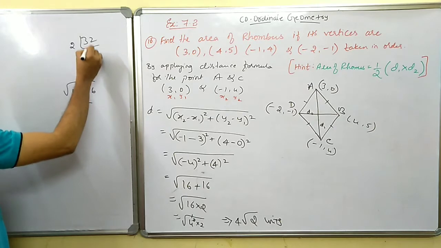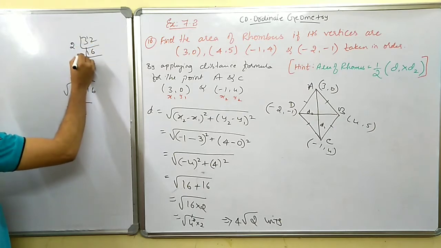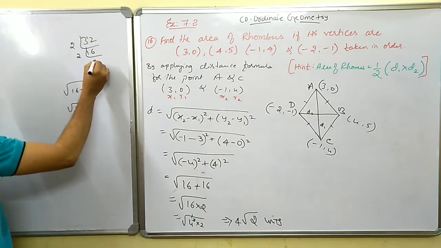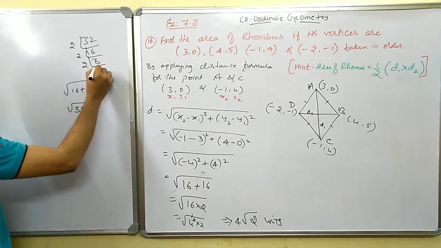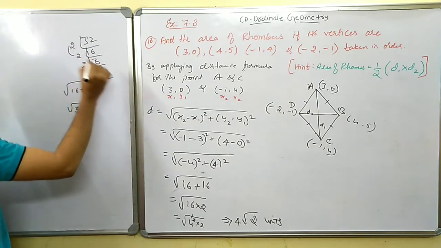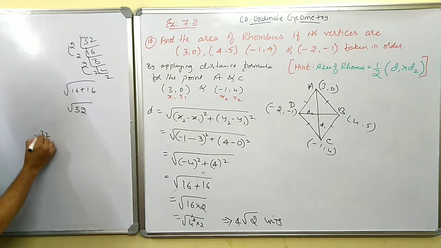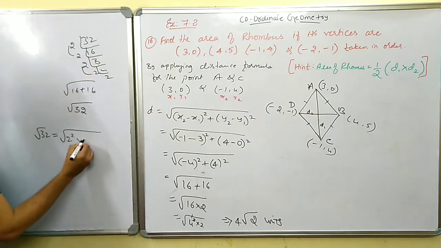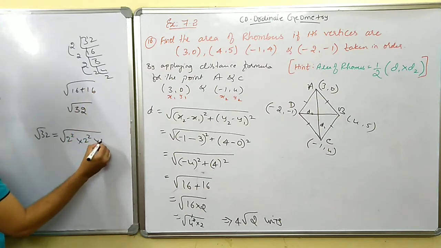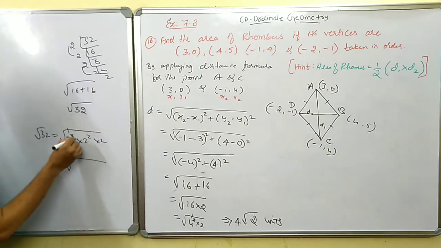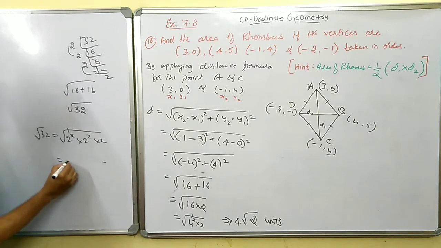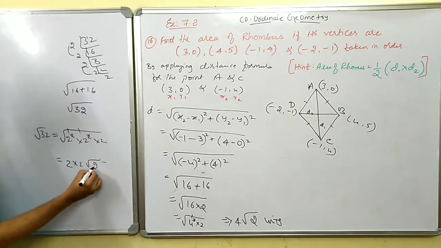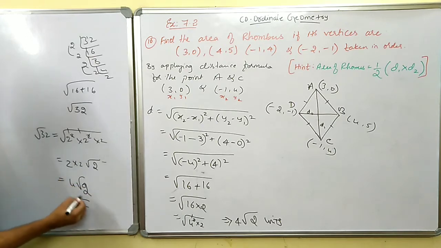From 2, 2 1s are 2, 2 6s are 12. Okay. 2 8s are 16, 2 4s are 8, 2 2s are 4, pairing 1 2 pairs. Okay. So root 32 is equal to root of 2 square into 2 square into 2. This 2 and this 2 cancel, 2 will come out. This one will cancel, 2 will come out. This one will be remaining there only. So 2 2s are 4 into root 2, that is 4 root 2.